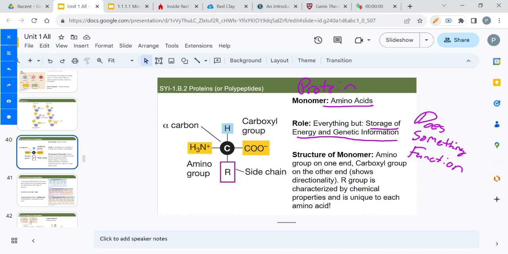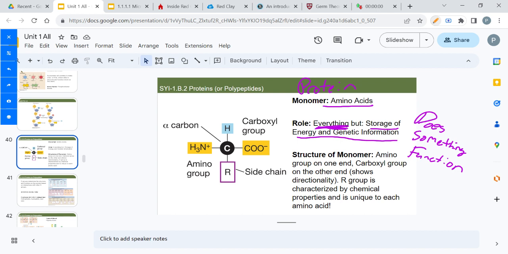If it's something like an antibody, a channel within your cells, or an enzyme to help out with chemical reactions, these are all proteins. They basically do everything. If you think it has a job and it's actively doing a job in your body, it's a protein.